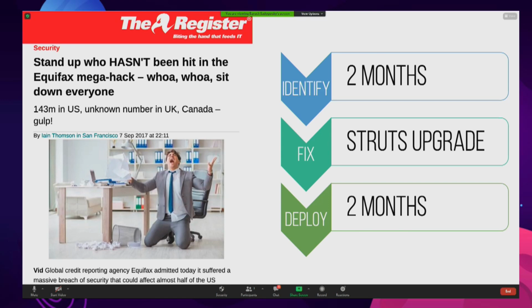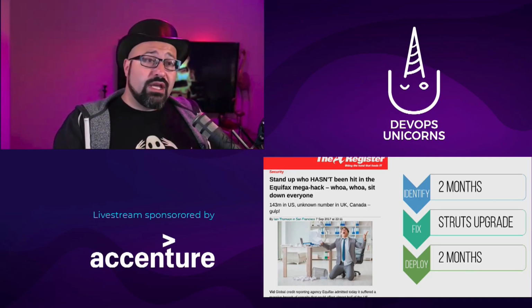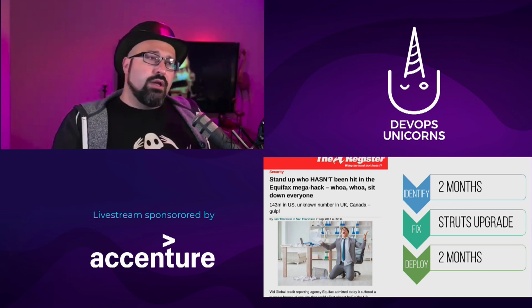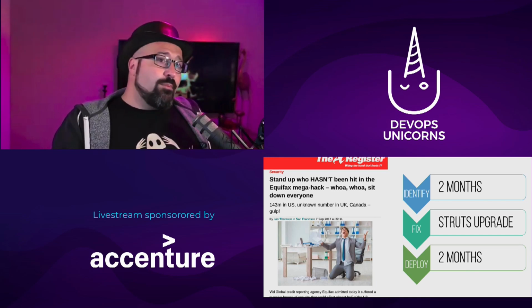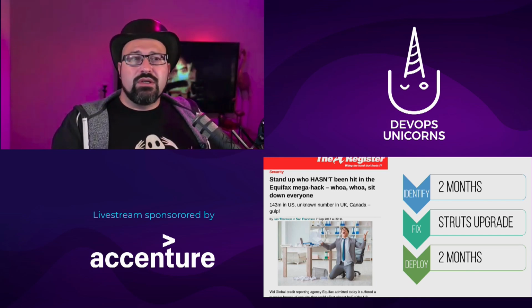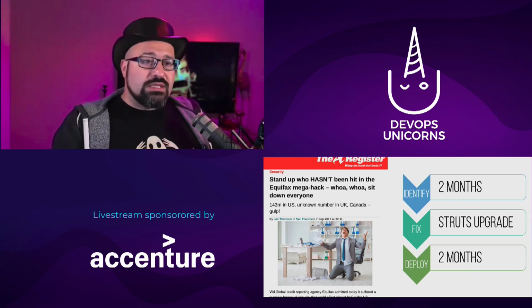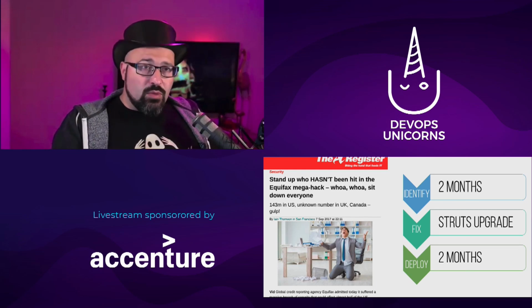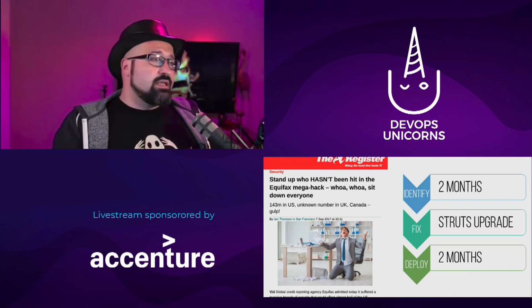Chinese hackers hacked into one of the three biggest credit reporting agencies and stole credit records of tens of millions of users, hundreds of millions of users. And that was, again, because a dependency wasn't updated in time. There was a vulnerability in the Struts component, and it wasn't updated, and this is what happened.